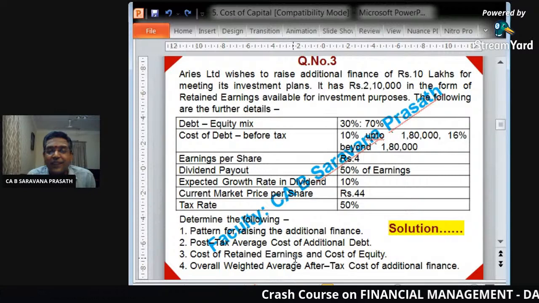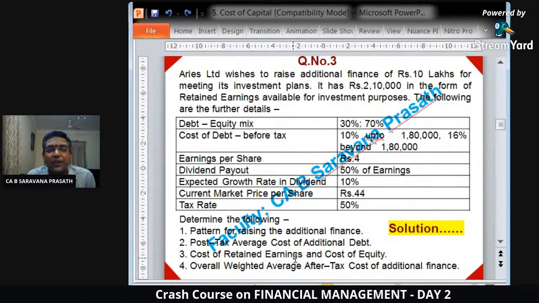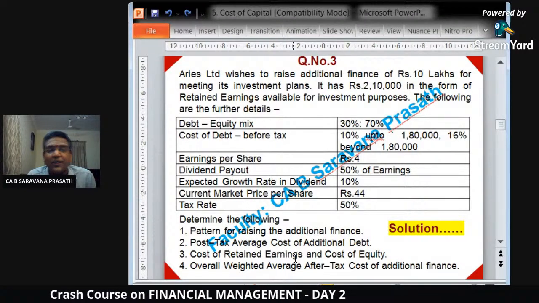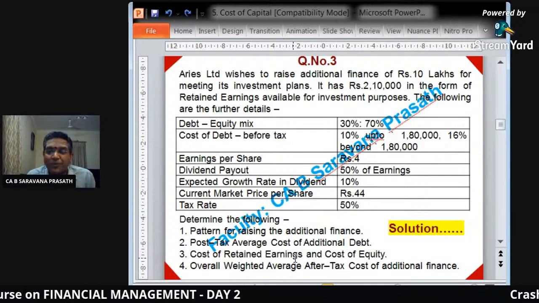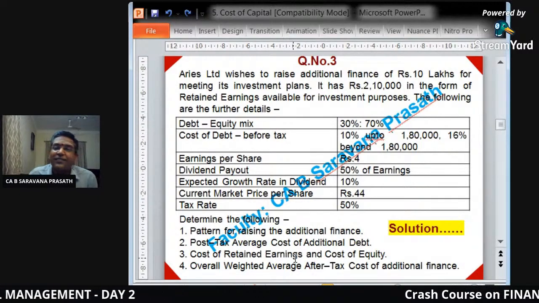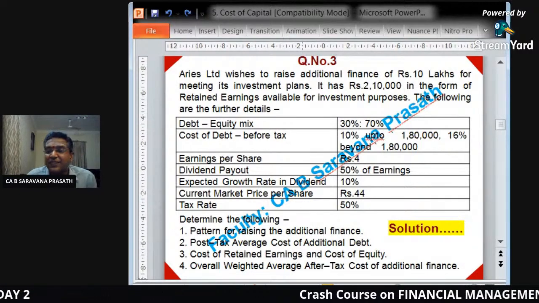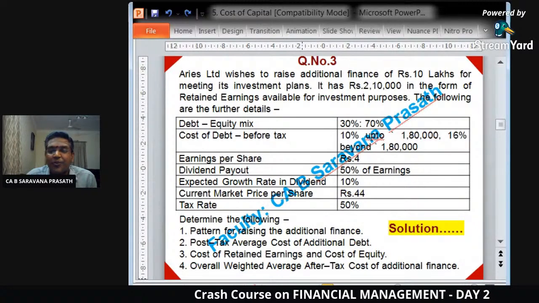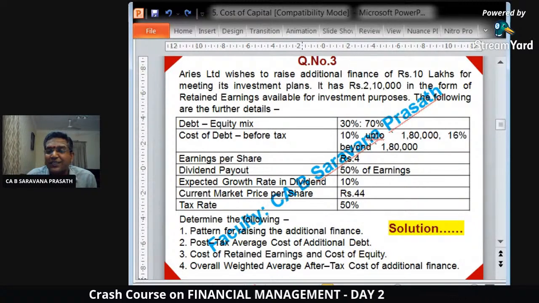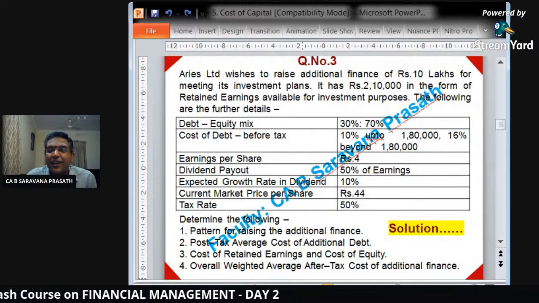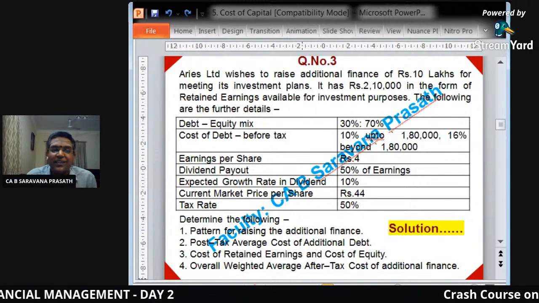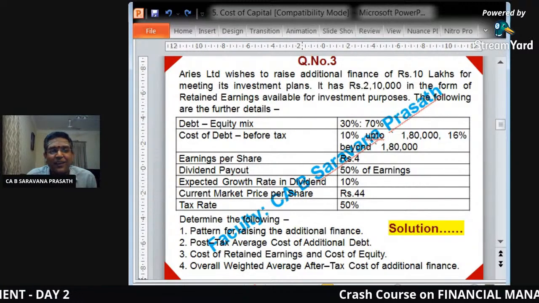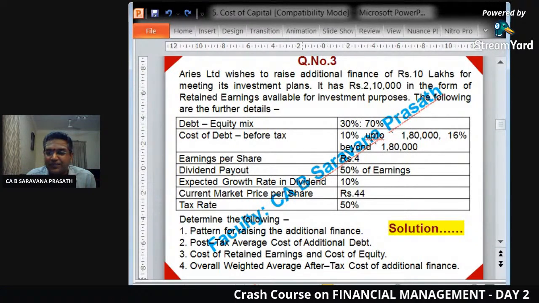KR, cost of retained earnings, is equivalent to KE, cost of equity. Then the fourth one is the overall weighted average after-tax cost of additional finance. Overall weighted average after-tax cost of additional finance is nothing but KO. That is the last requirement. I want you to just go through this table.